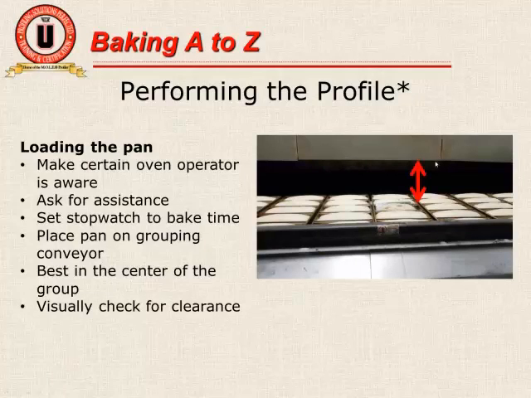You'll notice to double check the clearance, and that's not just through the oven. The grouping conveyor has all kinds of clearance issues, including water nozzles and all kinds of butter applying things that might be spraying across the top of each of these loaves. So make sure you've got clearance through that.